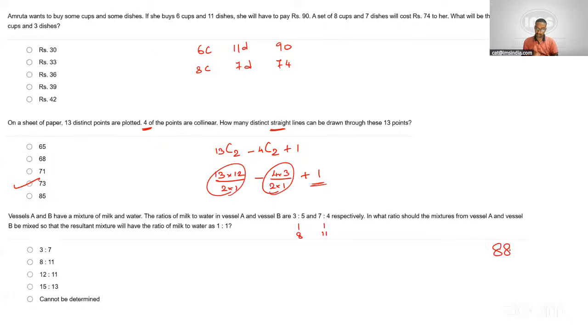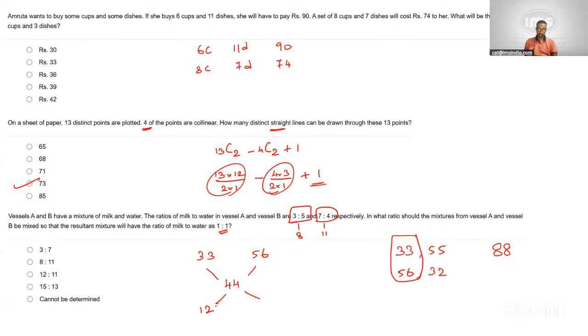So if I always take a total of 88, initially 3:5 for 88 would be 33 and 55. 7:4 on 88 would be 56 and 32. So how do I mix 33 and 56? Now if 88 has to become 1:1, that would be exactly 44. I think the problem is solved by alligation. The difference on 56:44 is 12, 33:44 is 11. So the answer is 12:11.